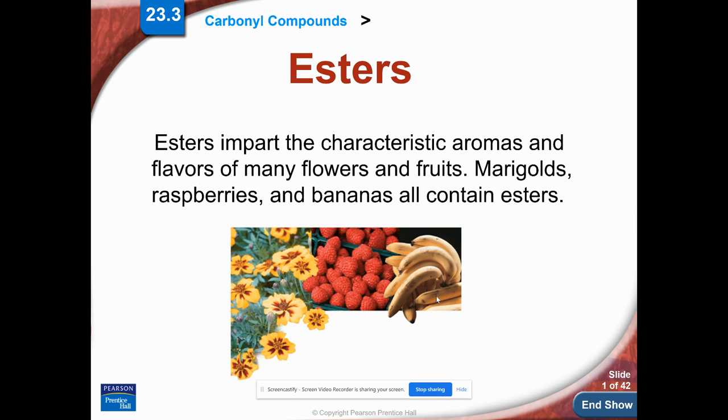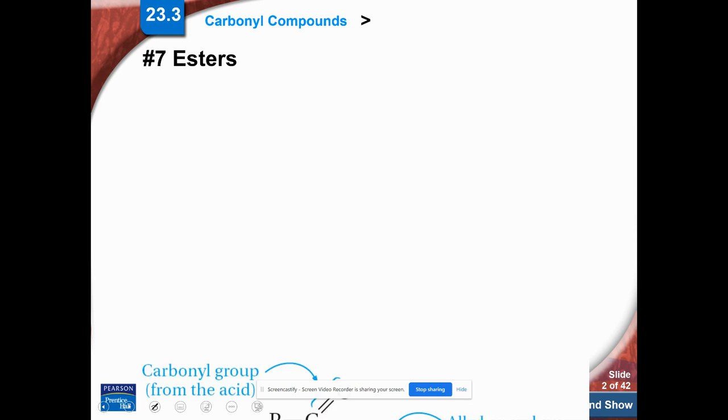In this video, we are going to focus on esters and how esters are formed through a chemical reaction called esterification. Esters play an important part in characteristic aromas and flavors. Aroma has to do with smell. Nice esters smell beautiful, and sometimes they smell pretty disgusting. But esters are responsible for a lot of our very fragrant compounds. Marigolds, raspberries, and bananas all contain esters. A lot of the fruity scents are esters.